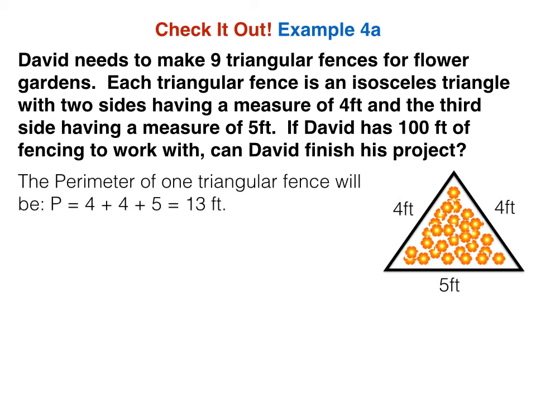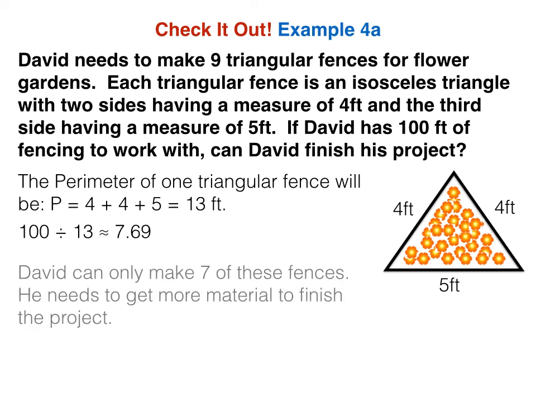The perimeter of one triangle fence will be 4 plus 4 plus 5, which is 13 feet. We're going to see how many times 13 goes into 100, and that's about 7.69 times. David can only make 7 of these fences. He needs to get more material to finish the project.